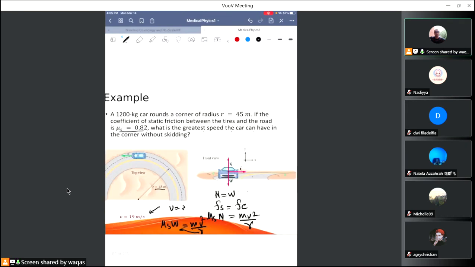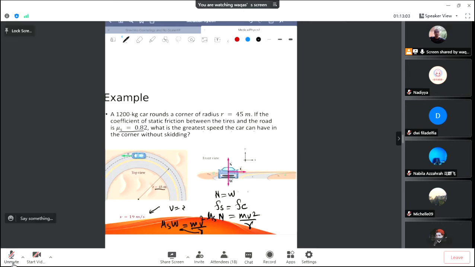Could you guys understand this problem or not? Do you understand or not? Yes, sir. Okay.